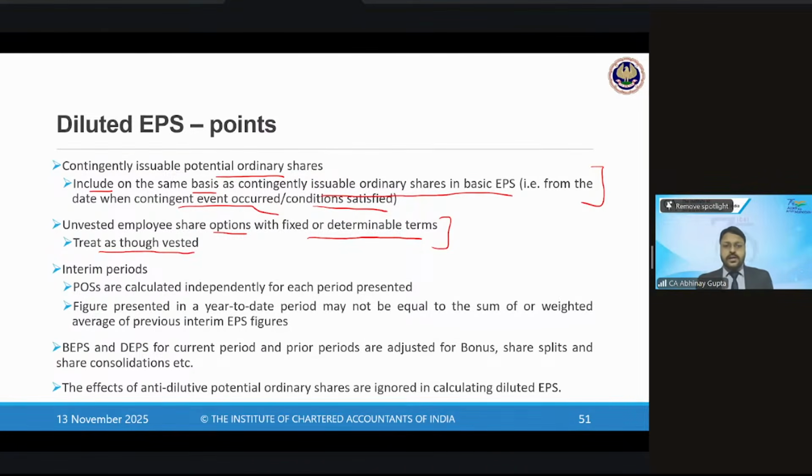Vesting conditions are two types: performance and others. Performance is this one: market, non-market. Market always ignored, non-market always considered. And the other one is the passage of time. Employee has to continue with the company for the next 3 years. That is one of the vesting conditions, right?